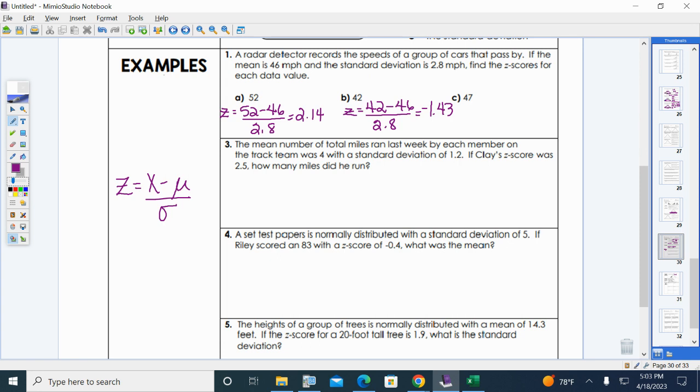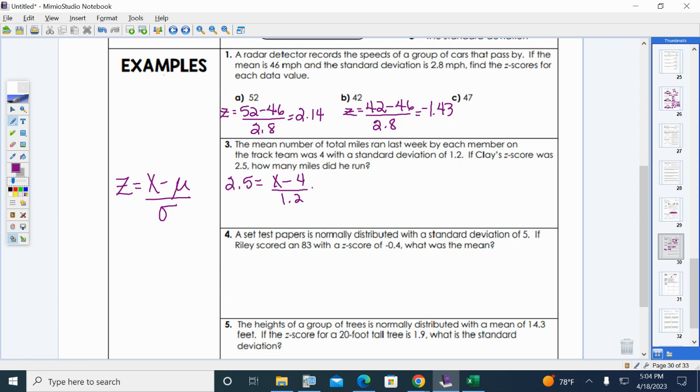So in example 3, it says the mean number of total miles ran last week by each member of the track team was 4, with a standard deviation of 1.2. If Clay's z-score was 2.5, how many miles did he run? So by them asking us how many miles did he run, that's the x. So the z-score, filling in for z, I got 2.5 equals, I'm looking for x, minus the mean, which is 4, over the standard deviation, which is 1.2.